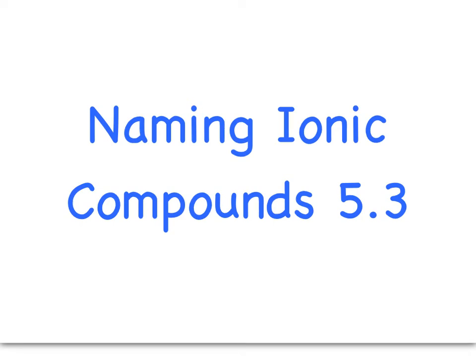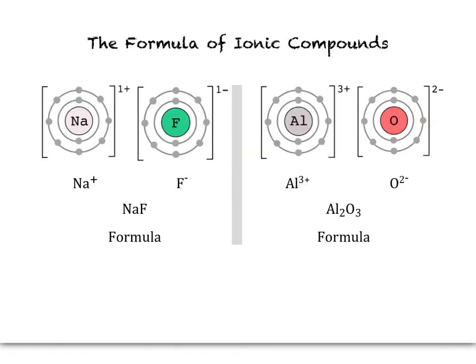Naming ionic compounds, 5.3. We learned in the last video how to work out the formula of an ionic compound made up of ions. In the first example here, sodium is in group 1, so loses 1 electron to form the sodium 1 plus ion. Fluorine, in group 7, gains 1 electron to form the 1 minus ion. Added together, they give a neutral compound with the formula NaF.